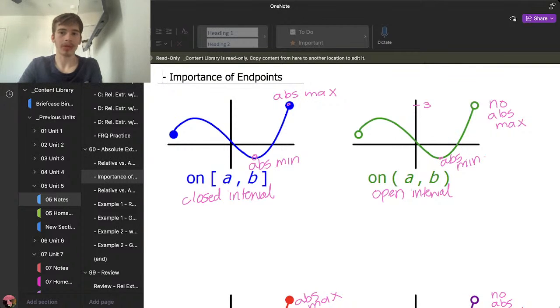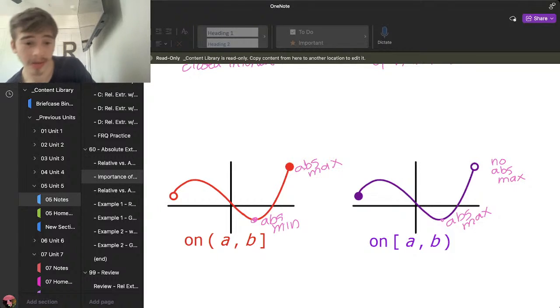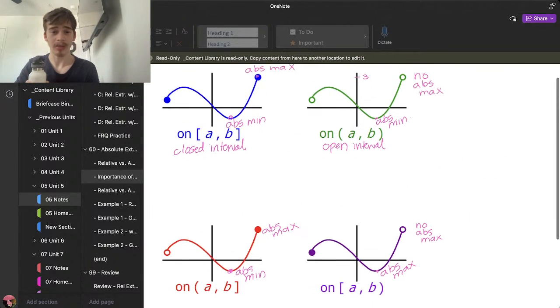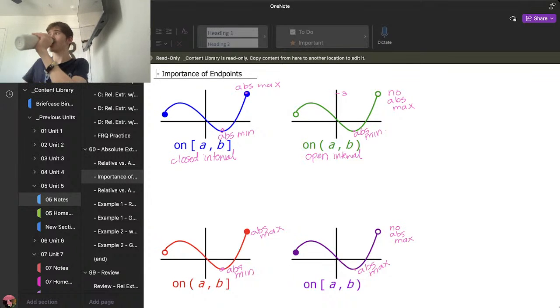Parametric, yes, I'm going over everything today. I'm just trying to get through it and maintain my consciousness and sanity because I'm so tired. Look at these graphs for now. They're really good for the importance of endpoints and absolute maximums and minimums.